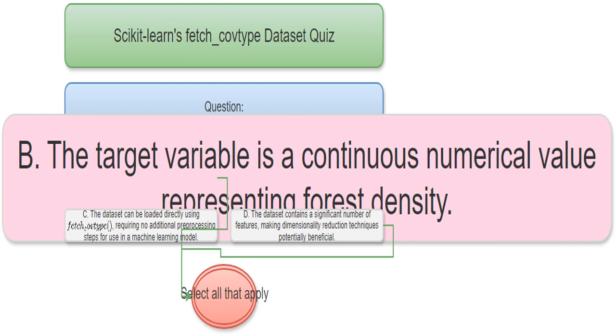Here, we need to find out if what we're trying to predict, the target variable, is a number that can take any value within a range, continuous. The statement says that it is forest density. I'll check this in the fetch_covtype documentation to see if it matches.